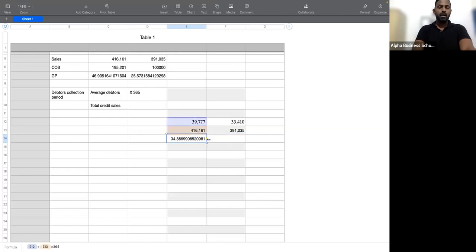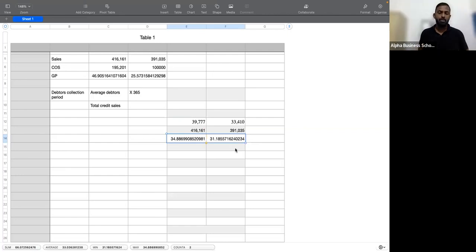So how is it compared with last year? 31 days. That seems to be a small problem. Last year, Apple was able to collect all the money from their customers within 31 days. But this year, it's taking 34 days, right? So that seems to be a problem. Something is wrong with their debtors.